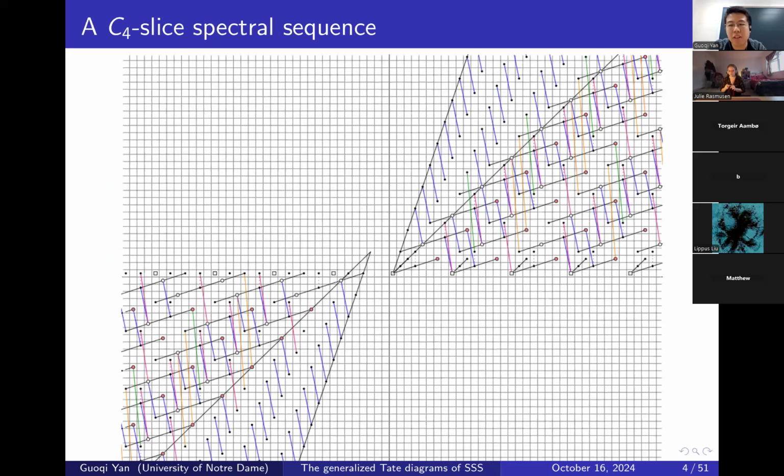So let's start from this motivational picture. This is a C4 equivariant slice spectral sequence. This is a motivational picture for Hopkins-Ravenel's resolution of the Kervaire invariant, and it's also the motivational picture for our project. Our focus on this project is to systematically study the duality pattern in this spectral sequence.